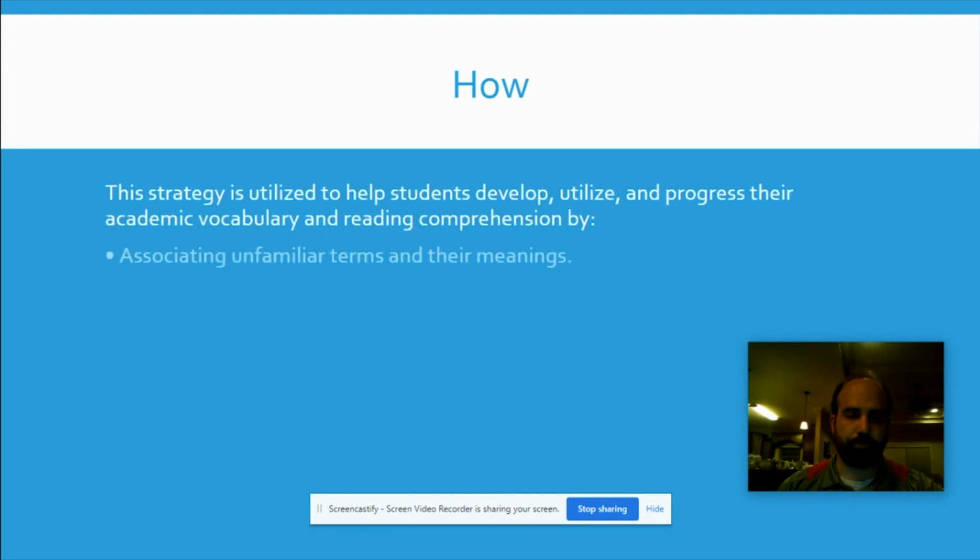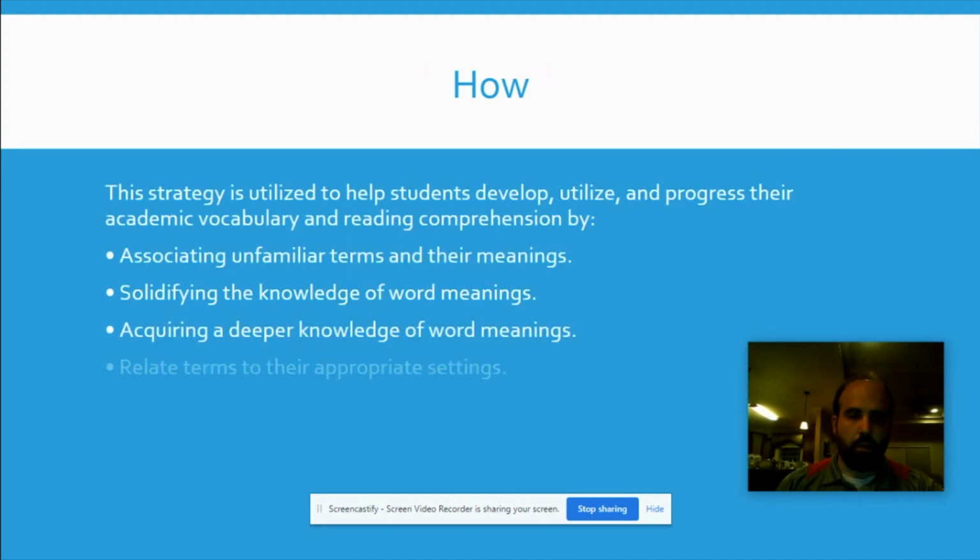Kind of how we do how Connect 10 helps to broaden that academic vocabulary. We're associating unfamiliar terms and their meanings. So we're taking multiple terms and we're now associating them and connecting them with each other. And thus, solidifying not only the knowledge of what one word means, but then how it's connected to others and the relationship between different terms and concepts. Which is going to drive that deeper knowledge of word meaning and how they relate to each other.